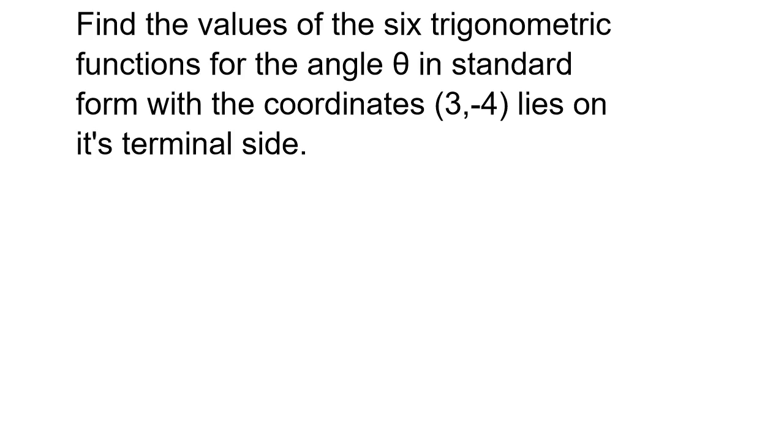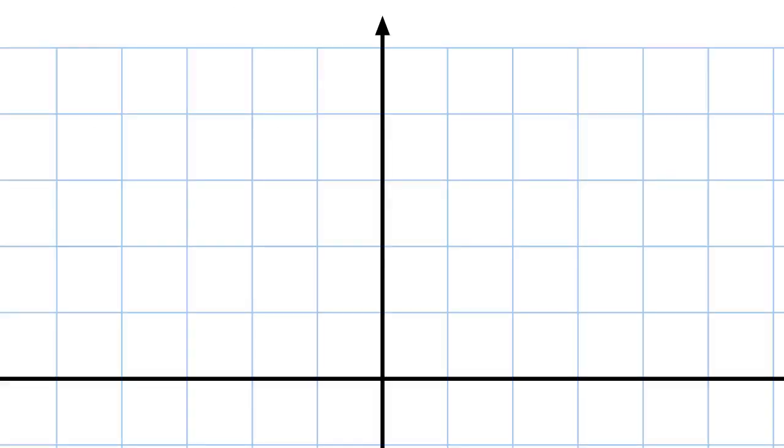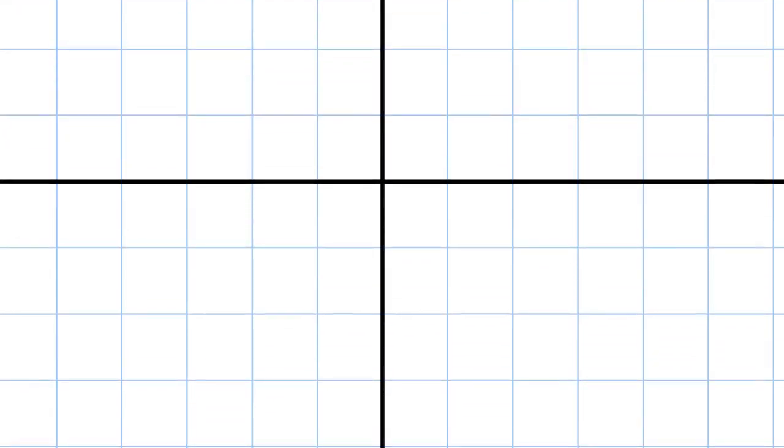The last thing I'll leave you with is not necessarily the unit circle, but just any circle. Find the values of the 6 trigonometric functions for the angle theta in standard form with the coordinates 3, -4 that lies on its terminal side. Wow, that's a mouthful. Well, what that means basically is finding the 6 trig ratios, and this is a pretty common textbook problem, so you can put it up here on the coordinate plane. So 3, -4. So it wants all the trig values for this if there was a circle here.